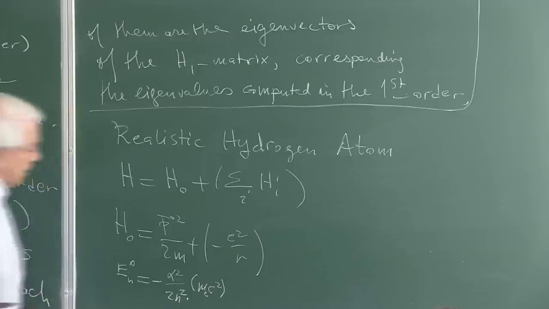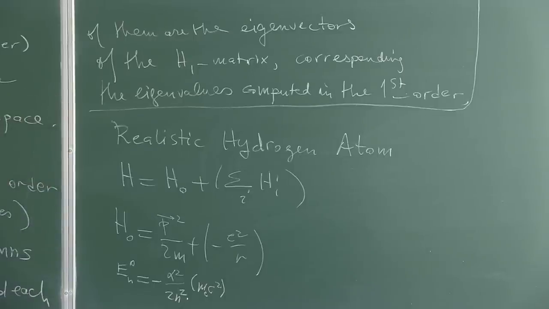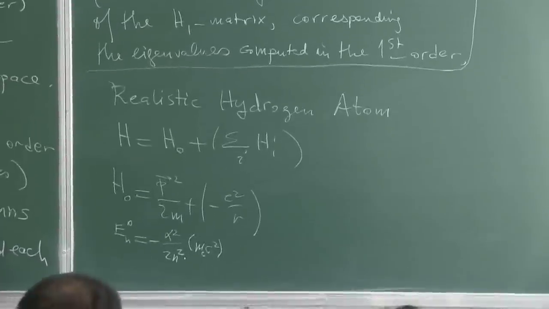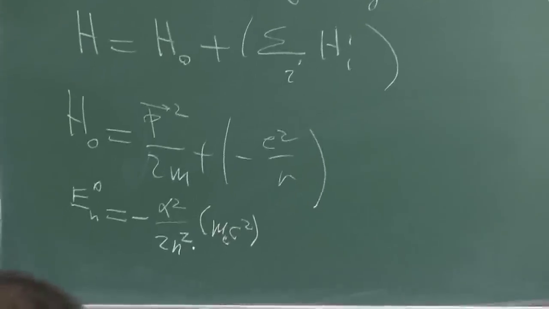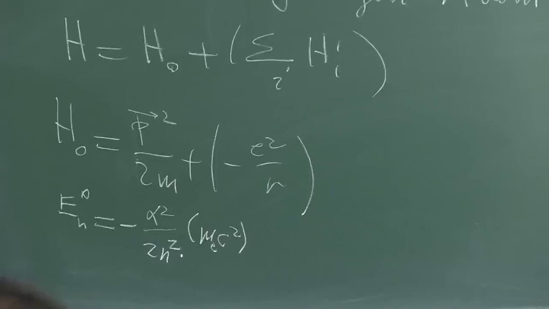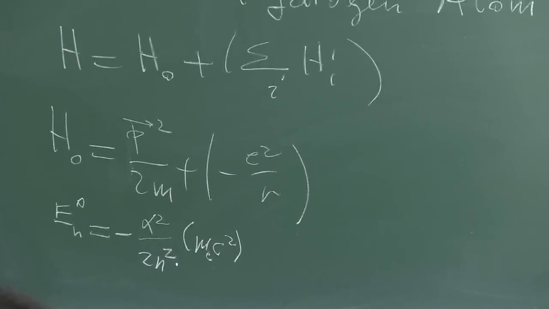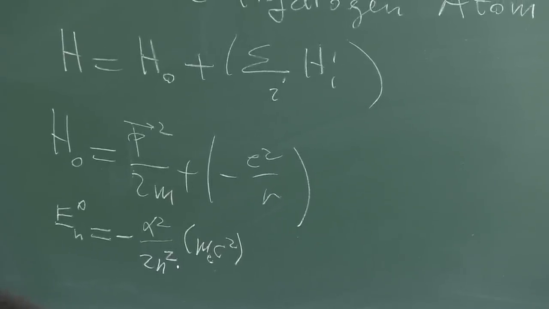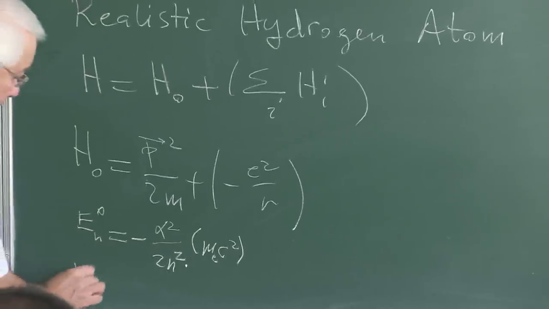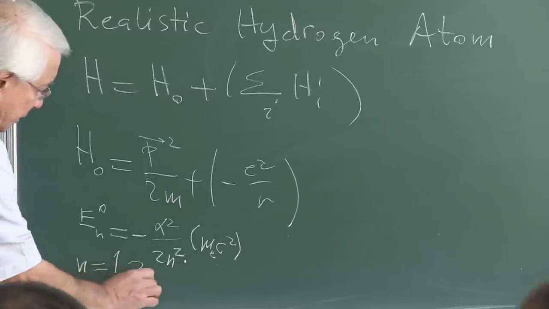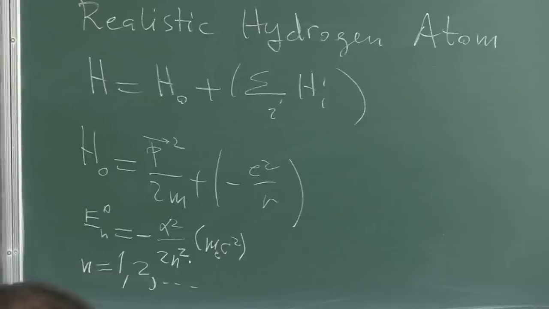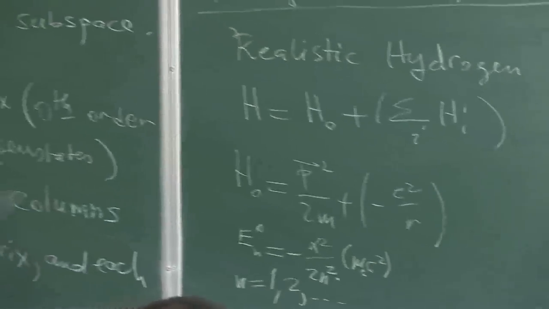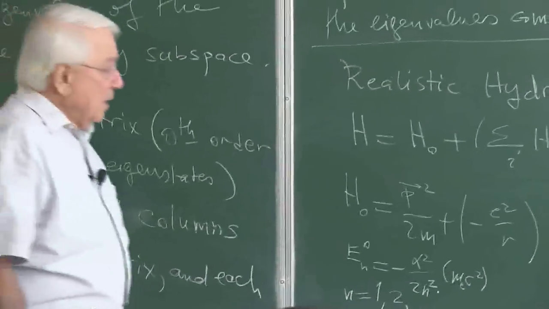So not to get confused with anything else, let's put the electron label underneath. Alpha is the fine structure constant, e squared over h bar c, which has the numerical value 1 over 137, which is sort of a very beautiful number. n is the principal quantum number, that's an important fact, and it goes from 1 to 2, 3 all the way to infinity in principle. n equals 1 is the minimum value of it.